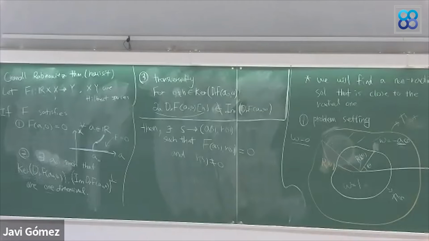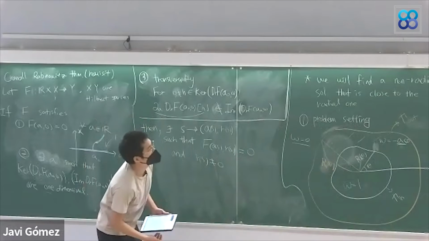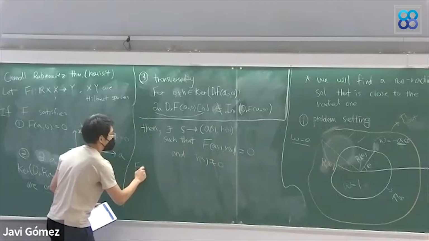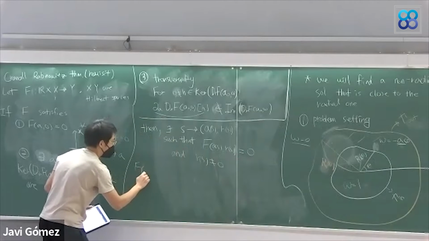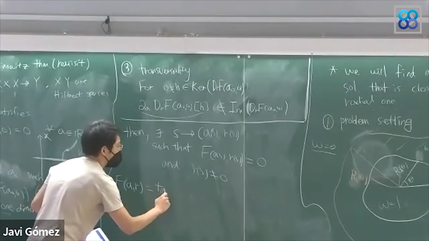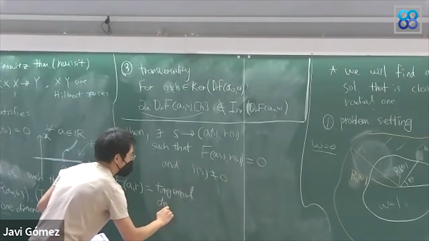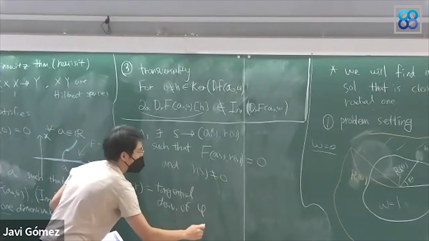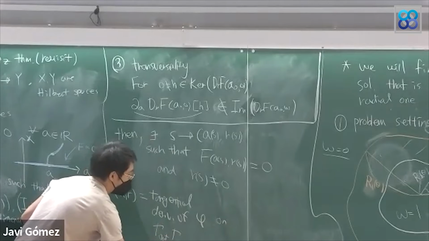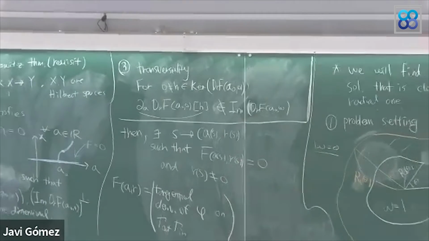So let me write down the functional here because I'm going to erase that part. So our F is the tangential derivative of the stream function on gamma 1, gamma out. The explicit expression doesn't really matter at this point.